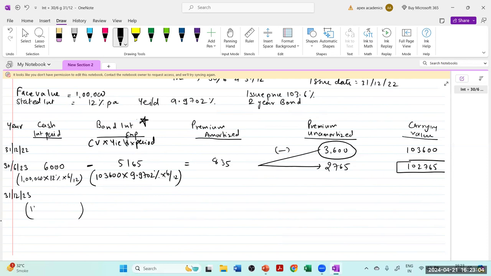1 lakh, multiplied by 12%, multiplied by 6 by 12. Very good.